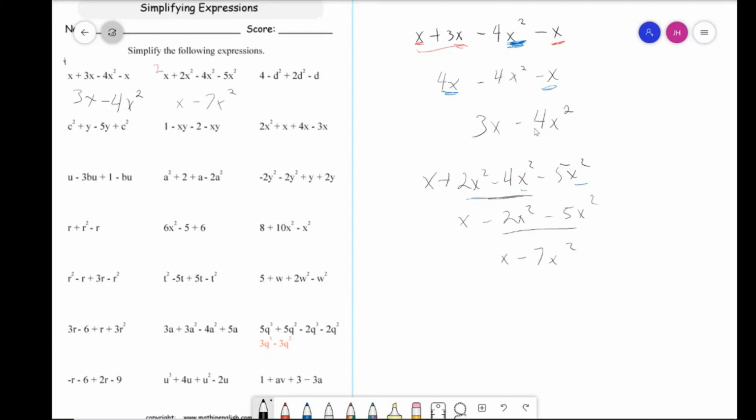Okay, number 3, that will be 4 minus d squared plus 2d squared minus d. So the like terms are the d squared. That will be 4 plus d squared minus d.